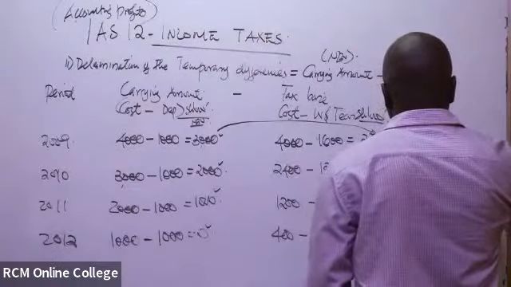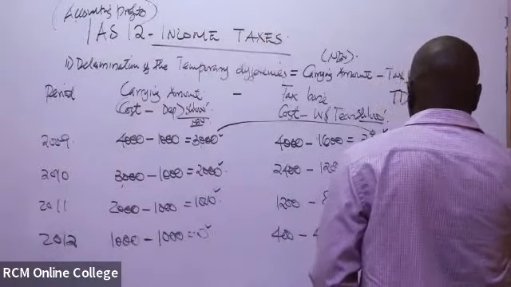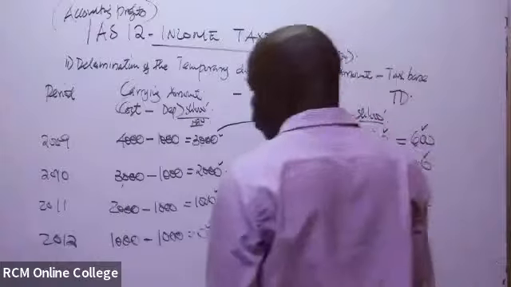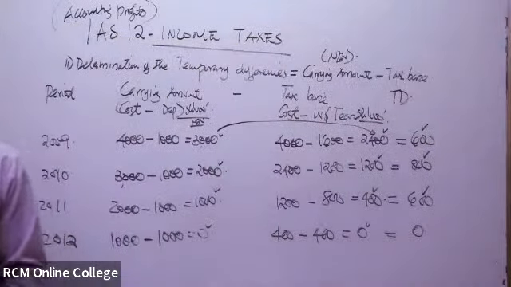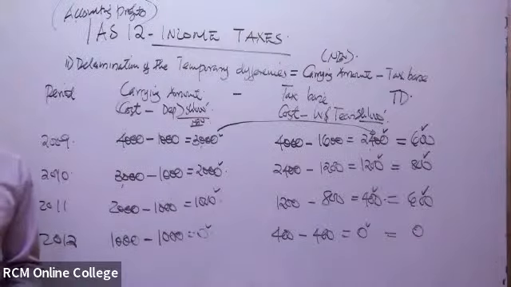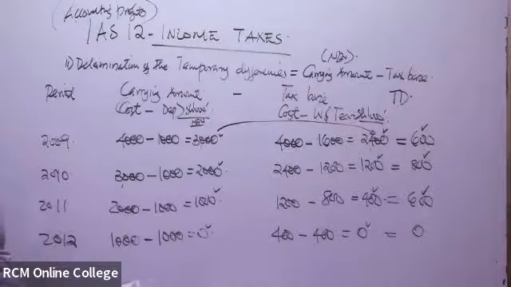This one was actually 800. This one was actually 600. This one was actually 0. So that is basically what you're calling the temporary difference, or the TD.